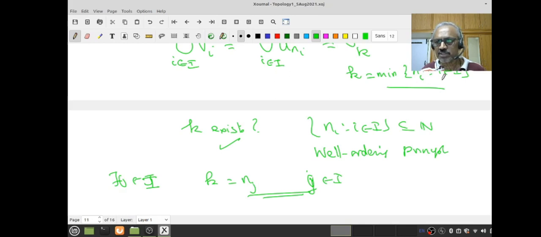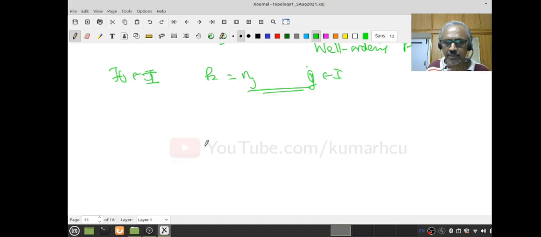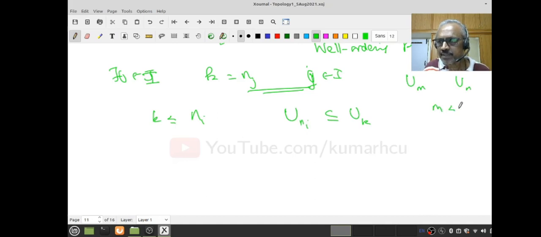That means there is at least one j so that n_j must be equal to K. Therefore, if you give me any n_i, what's the relation between n_i and K? K is less than or equal to n_i. And what is the relation between U_{n_i} and U_K? U_{n_i} is contained in U_K, because remember that if m is less than or equal to n, then U_n is a subset of U_m, because U_m starts from m plus 1 onwards, and n is greater than m. Are you following? And this is true for all i.